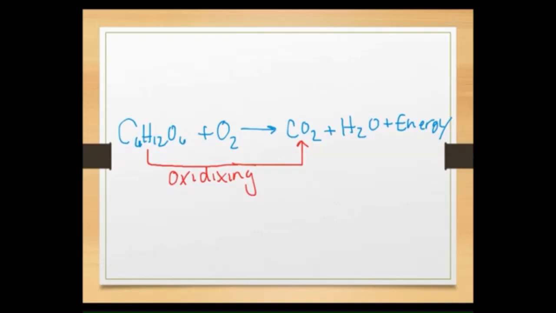And then we also need to know what's being reduced, what is going to gain the electrons. And I hope we can see that oxygen is going to gain those hydrogens, and so the oxygen is being reduced to water. So that's what's happening in the course of cellular respiration. There's an oxidation, there's a reduction, and we can see which are oxidized and which are reduced.